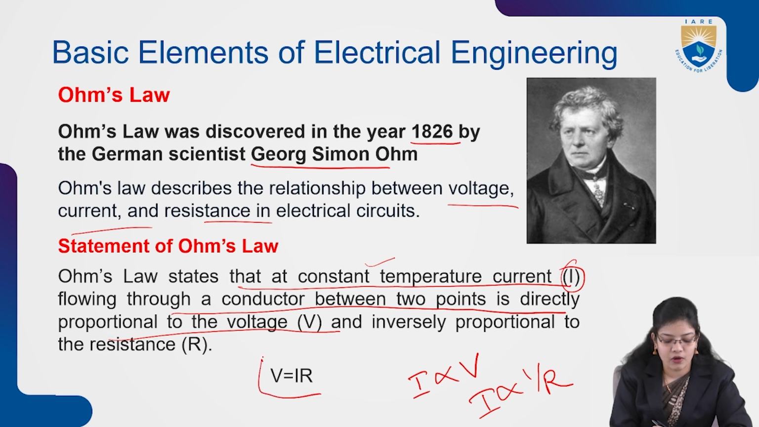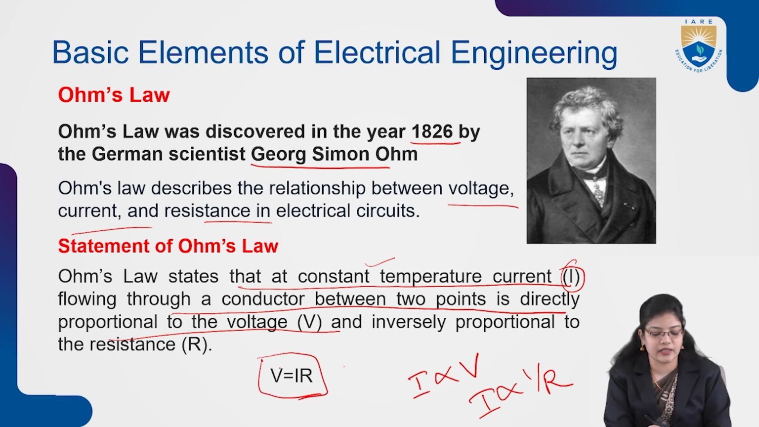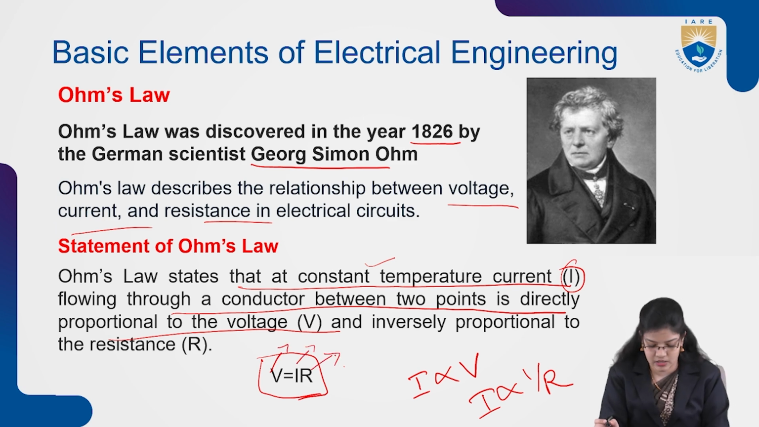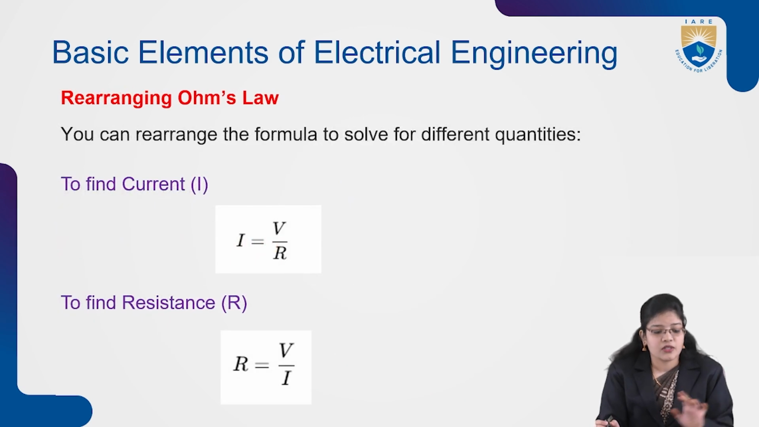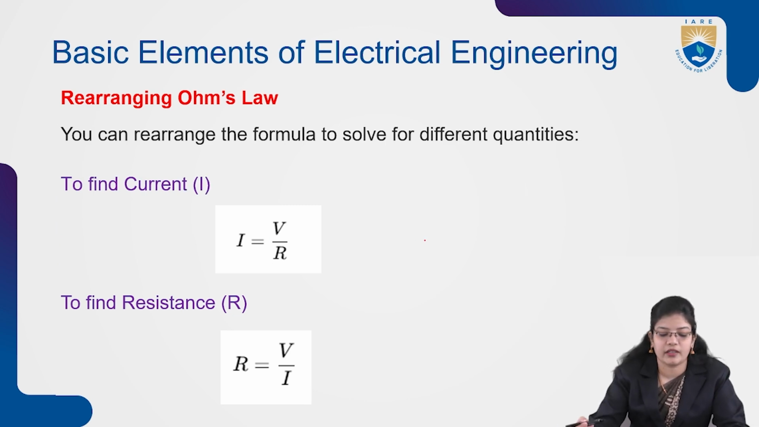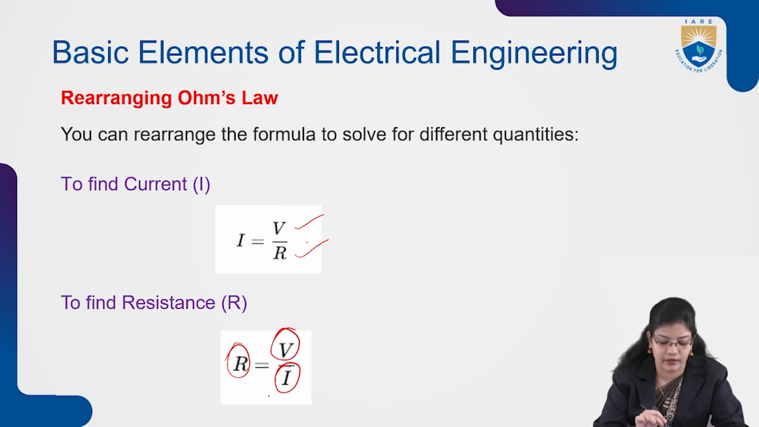The basic formula of Ohm's law is denoted as V = IR. V is nothing but the voltage, I is current, and R is the resistance. So we can write this formula as, if we want to find the current in the circuit, I = V/R. And if we want to find the resistance in the circuit, it can be written as R = V/I.